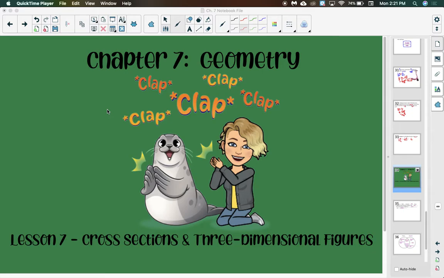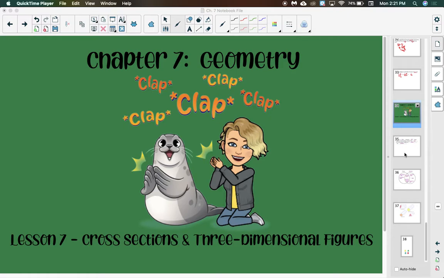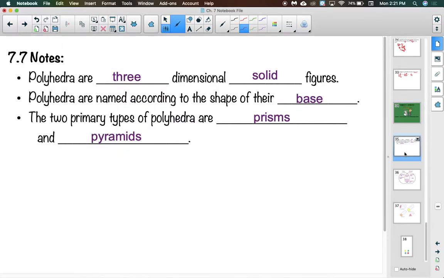Seventh grade, you have made it to the end of Chapter 7. This is Chapter 7, Lesson 7, Cross Sections and Three-Dimensional Figures. We're almost ready for that Chapter 7 test. Let's do some real fast notes.